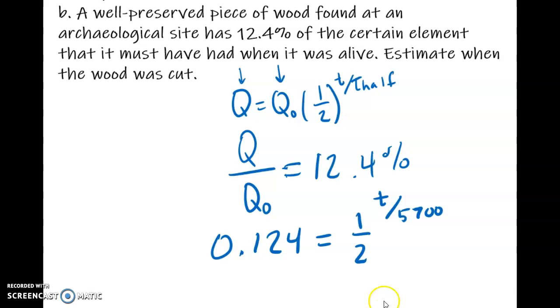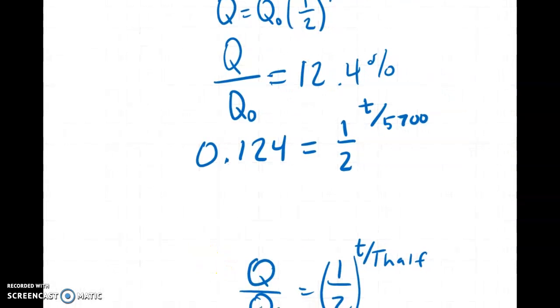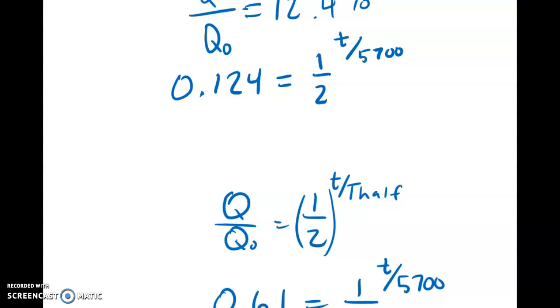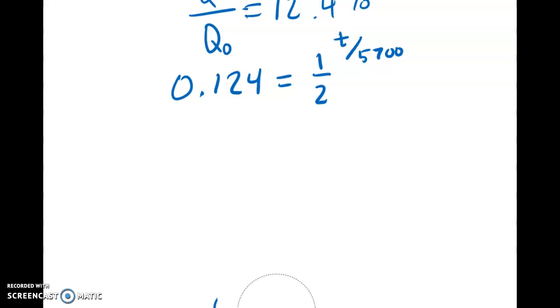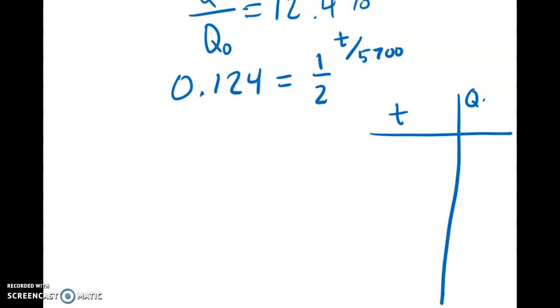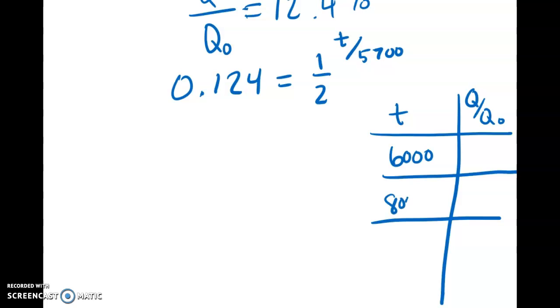And again, we could use the logarithms, but our class does not cover logarithms. So instead, I'm going to use an estimation. And so I'm going to try some values out. I'm going to put some values in for t and see what I get for this q over q sub 0. So again, dealing with very large numbers, and this time I want to go to a very small percentage. So let's try 6,000. And let's try 8,000, and let's see what we get.